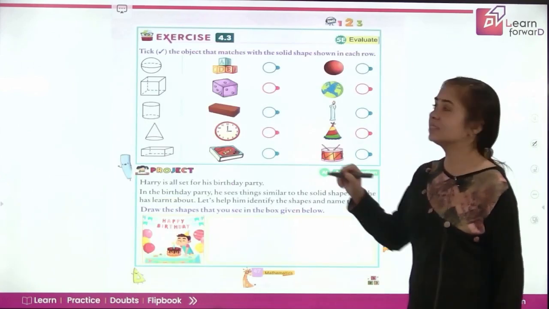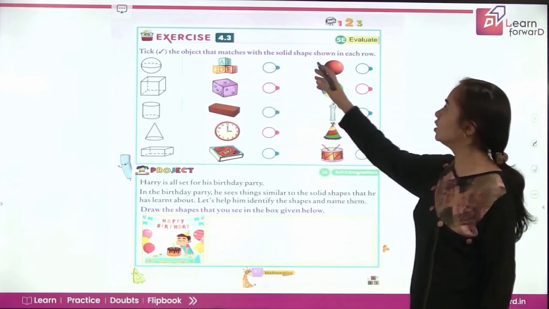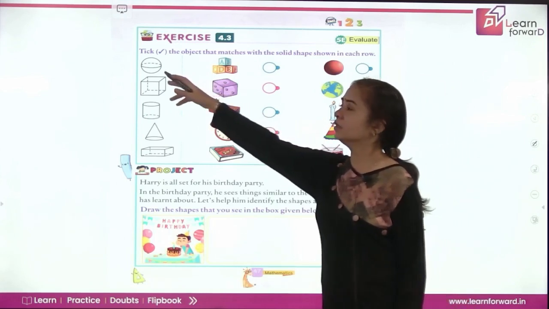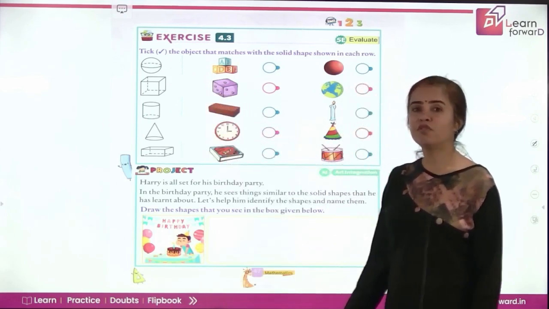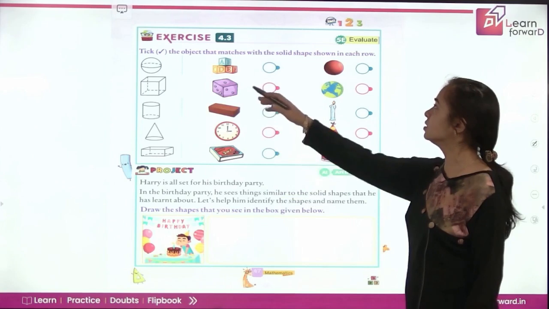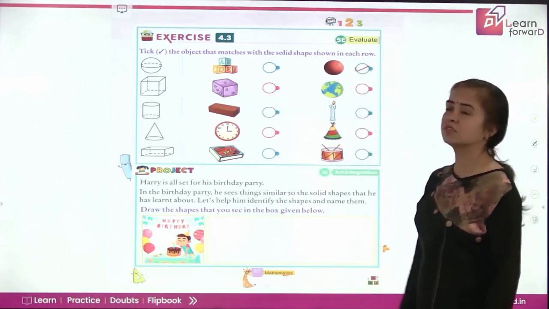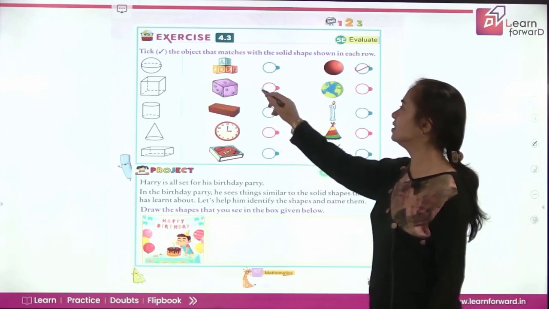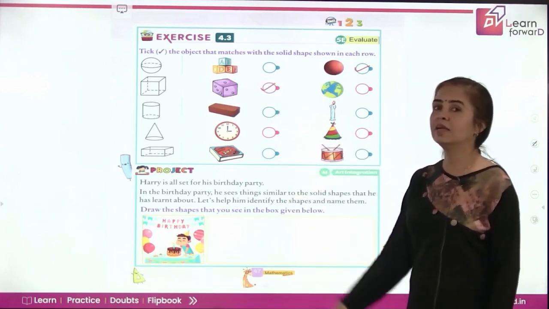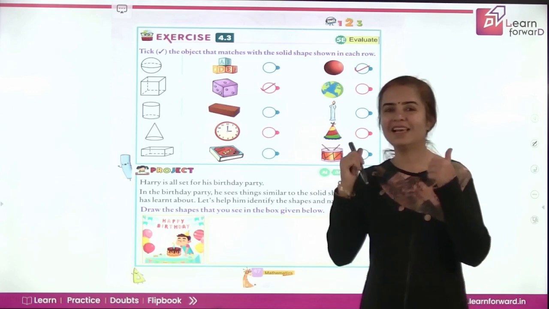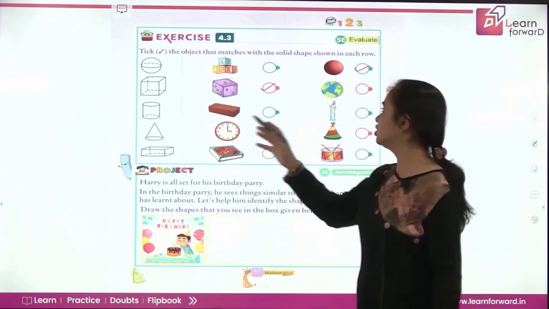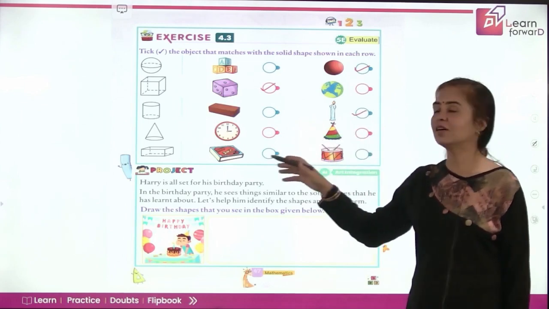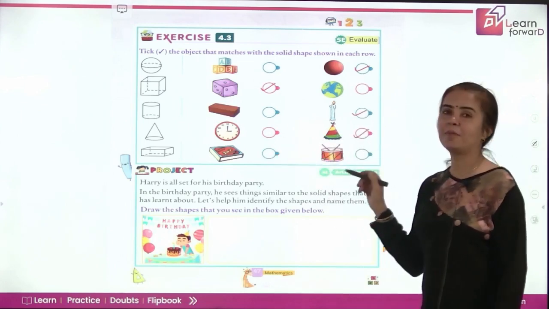Now here's an exercise. Take the object that matches with the solid shape shown in each row. So what do you see here? This is a sphere. Let's recall the names. This is a sphere. It looks like a sphere. Now the next shape is a cube. Yes, this dice looks like a cube. The next shape is a cylinder. Perfect, children. So which is like a cylinder? The candle. Perfect. Next is a cone, and the clown's cap looks like a cone.